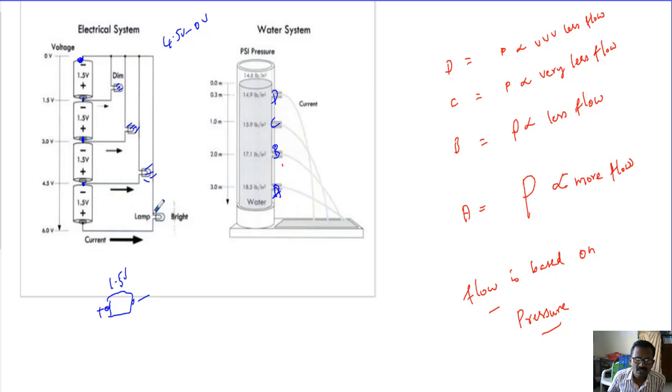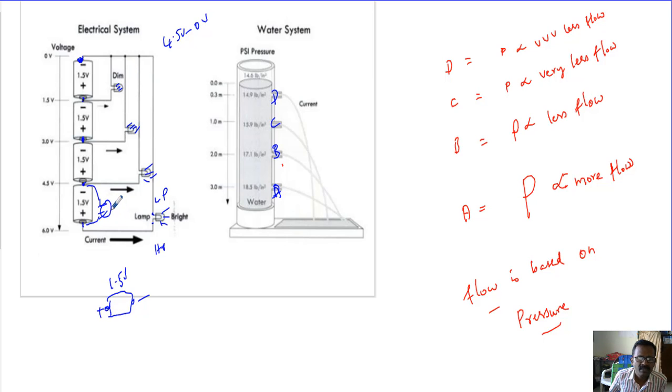Every bulb has two terminals. One terminal is connected to the high potential, another terminal is connected to the low potential. This is low potential. This is very high potential. This will be very bright when compared with all the others. But if you connect another bulb like that, this will be dim.